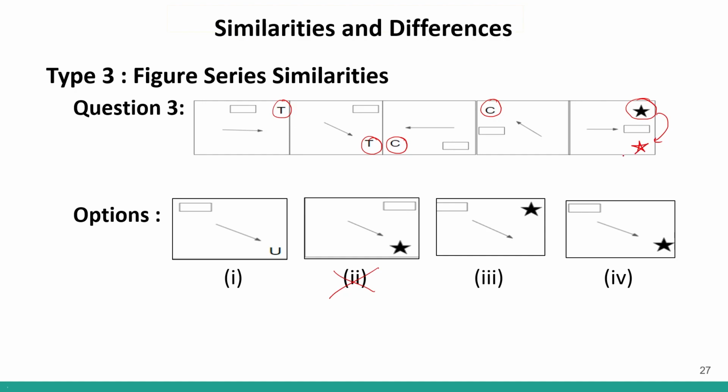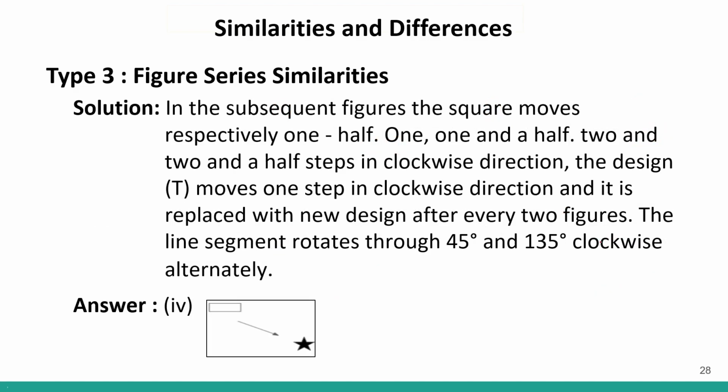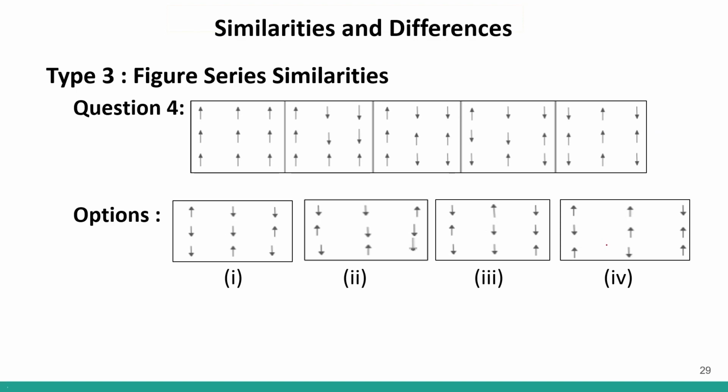So the star should also move 2 positions forward. It should come here. So out of all the given options, only option 4 has the star over here, the rectangle over here, and this is facing the southeast direction. So our answer will be option number 4. Option number 4 is the correct answer.